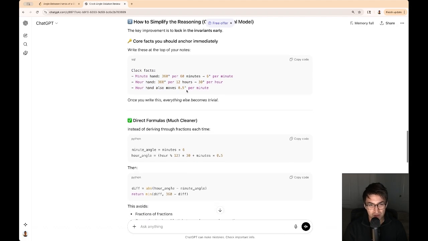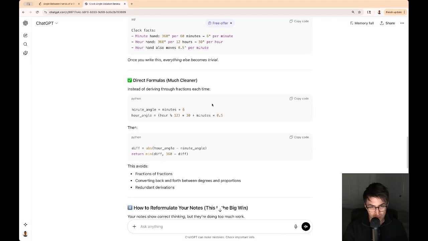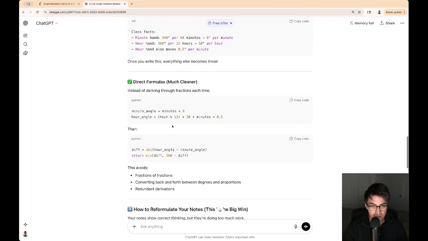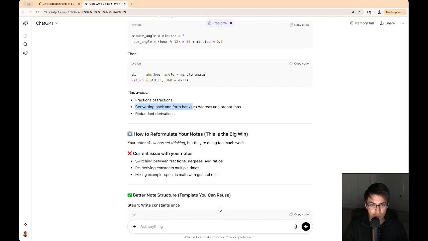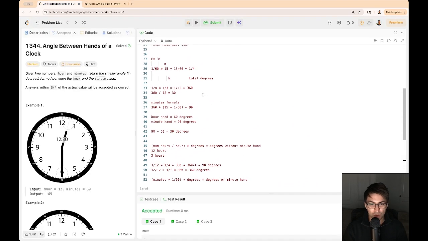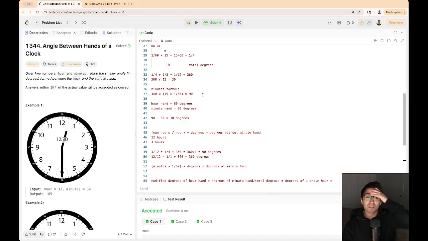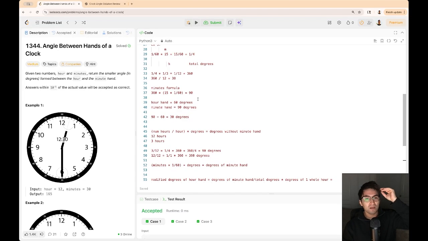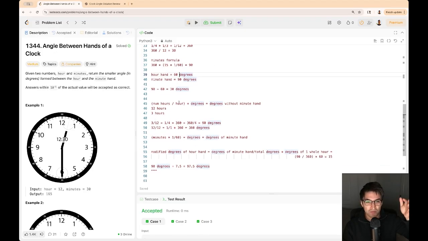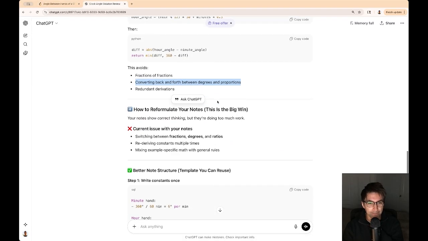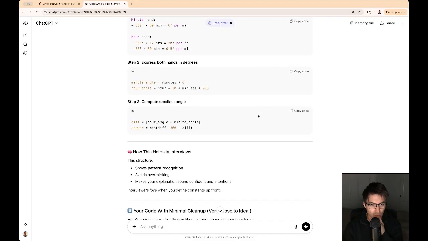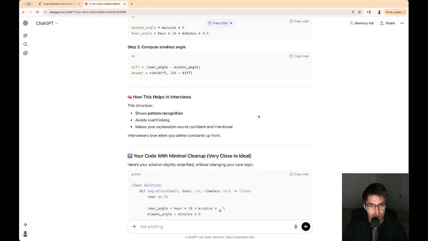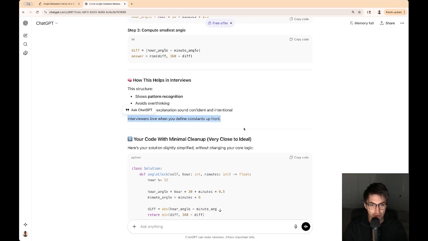Hour hand also moves 0.5 degrees per minute. Minutes times 6. Yeah, converting back and forth between degrees and proportions is definitely what I was doing, and I was getting hung up because sometimes I was confusing whether certain numbers were degrees or minutes that I was previously referring to. Excellent point. Interviewers love when you define constants up front.